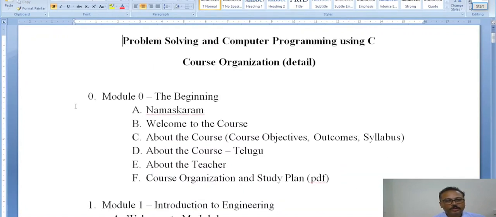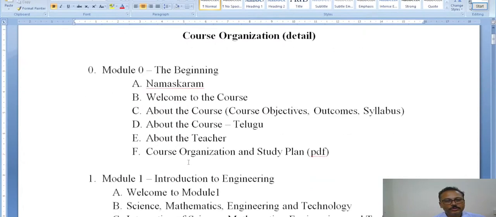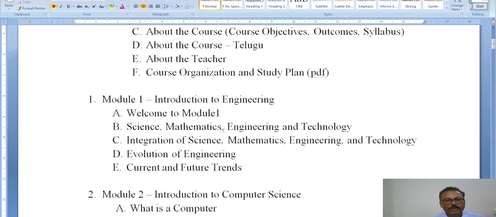Well, I have introduced you to this module zero. In module one, we'll discuss engineering. Why engineering? What is the relationship between science, mathematics, engineering, and technology? Why are you given a Bachelor of Technology degree, BTech, not Bachelor of Engineering? Are you an engineer or technocrats? You have these ITI people, polytechnic people, etc. So you can say you have craftsmen, technicians, etc. Now, how is the engineer different from those persons? So those things.